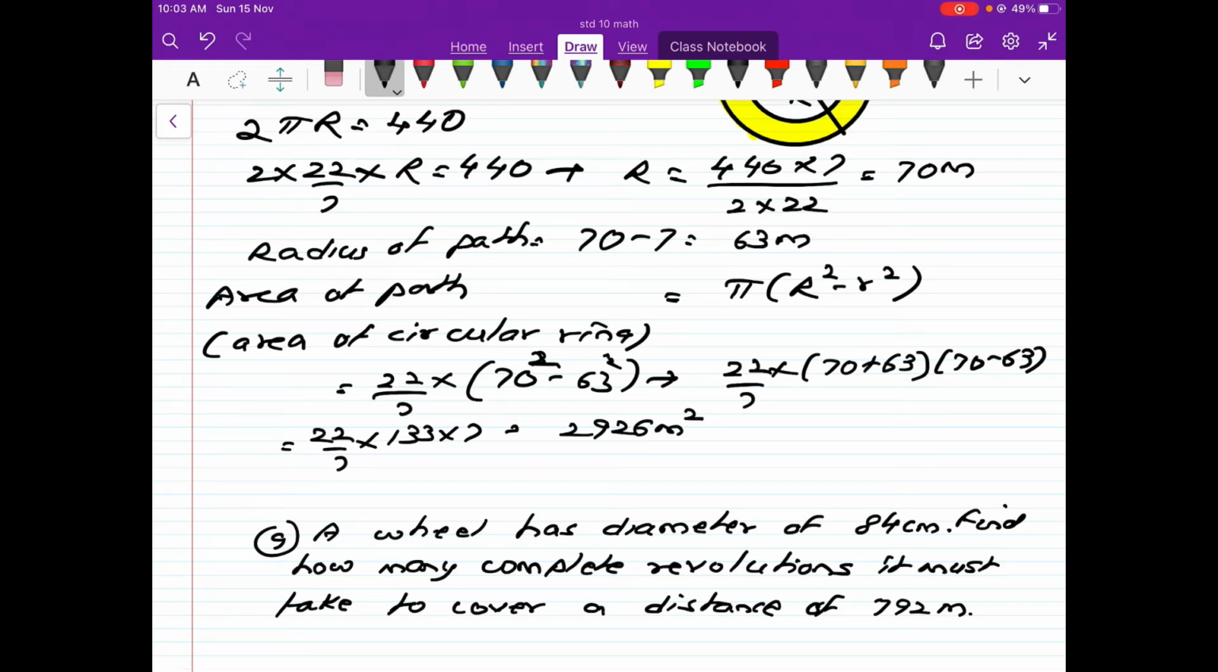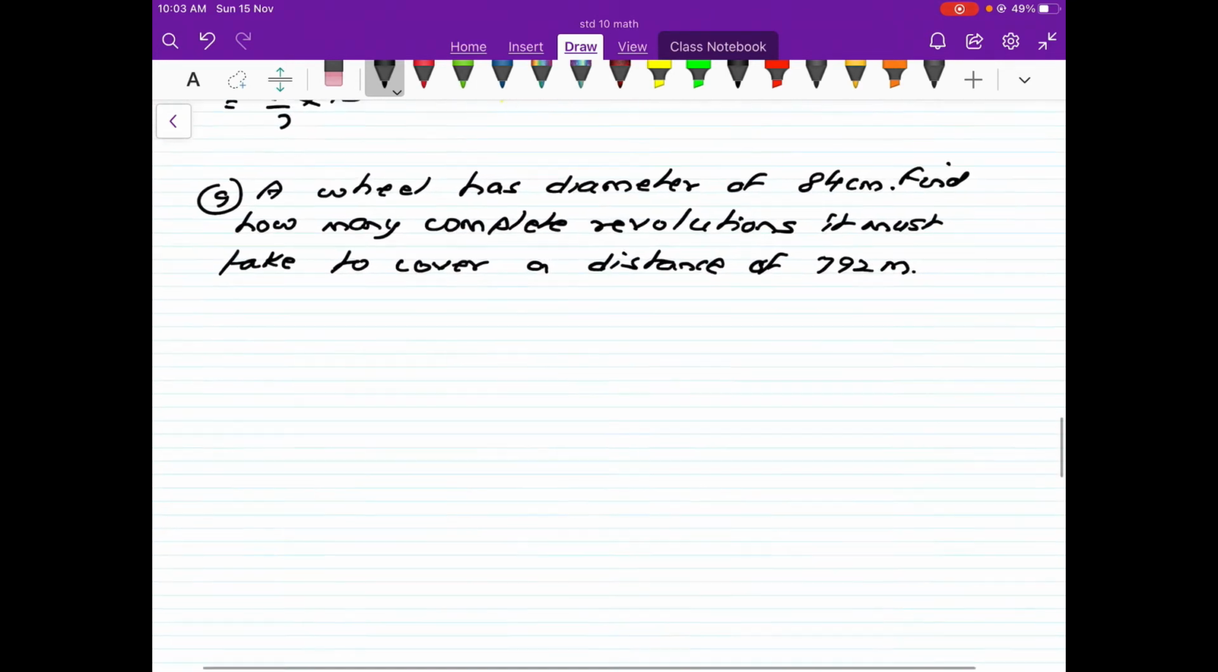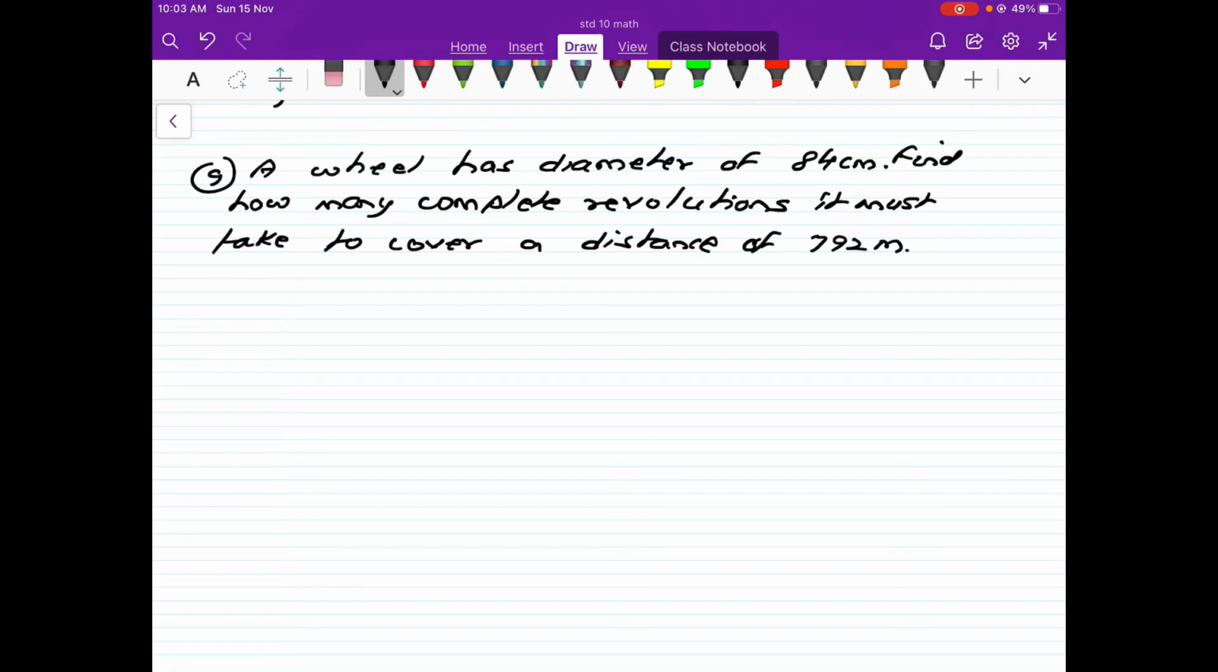So that is the area of the path. Now going further, the next one: a wheel has a diameter of 84 centimeters. Find out how many complete revolutions it must take to cover a distance of 792 meters.